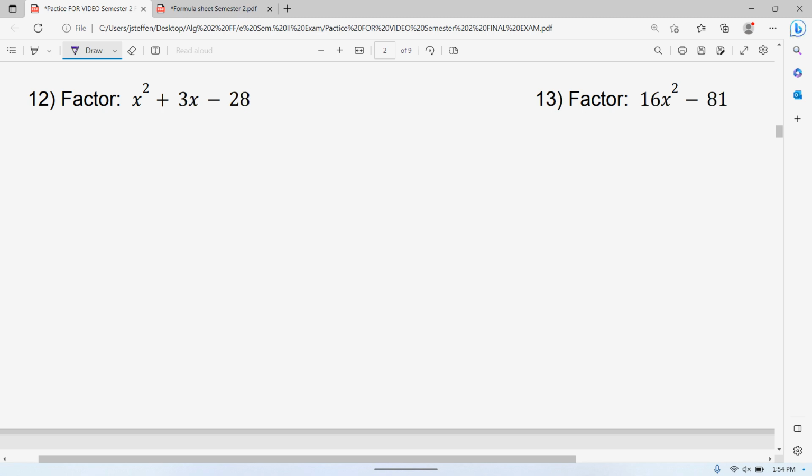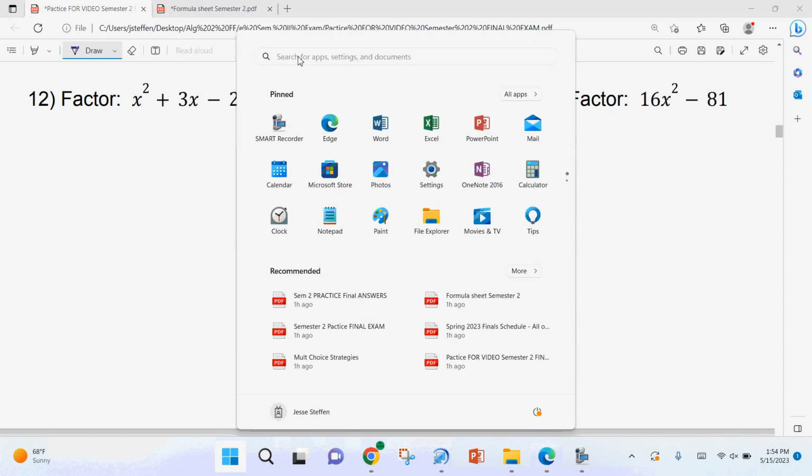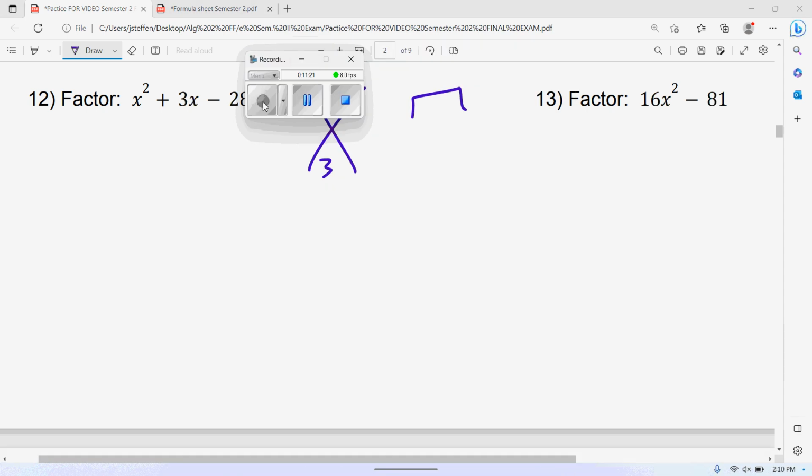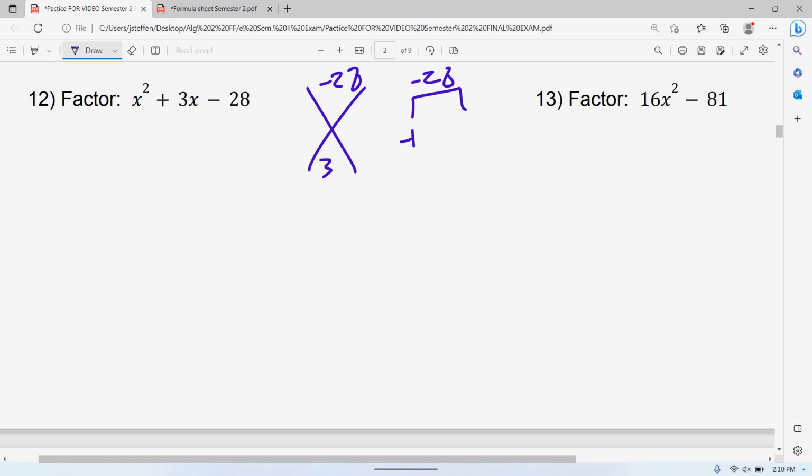So same thing with this. 1, positive 3. So factors of negative 28 that add up to be 3. So again, if it's negative, I always just put my left side as negative. There's other ways to do it. You could also just make your left side positive and your right side negative, doesn't matter.